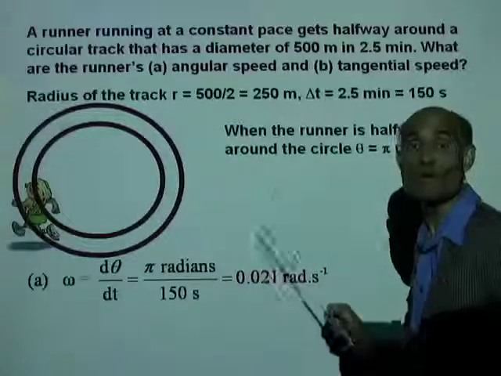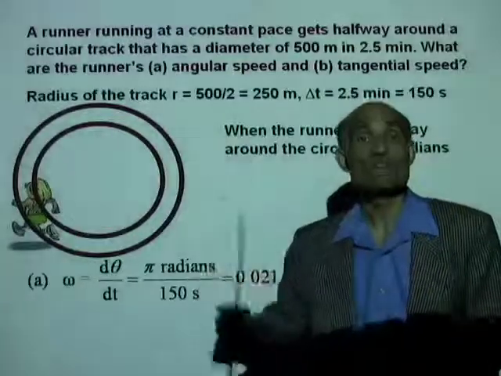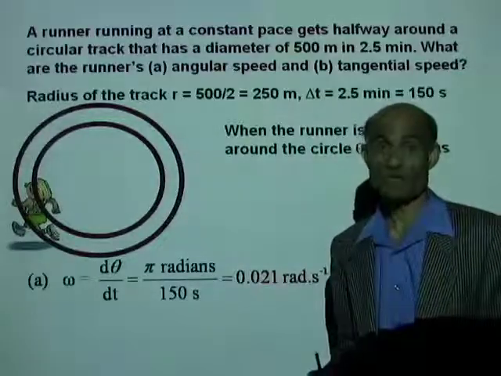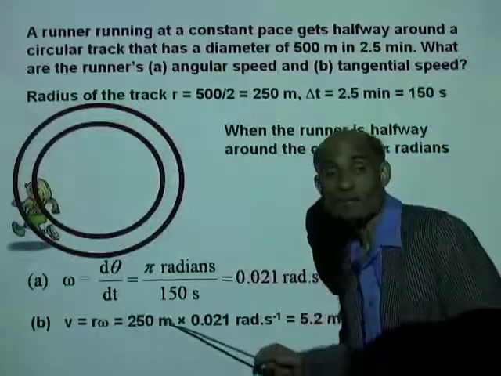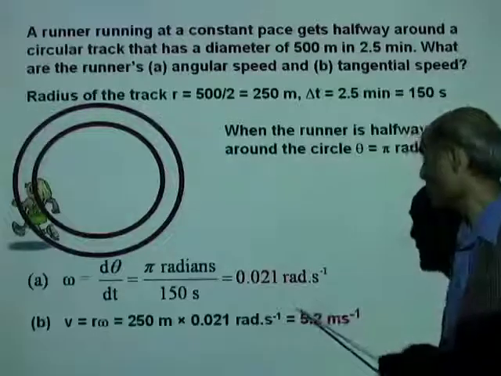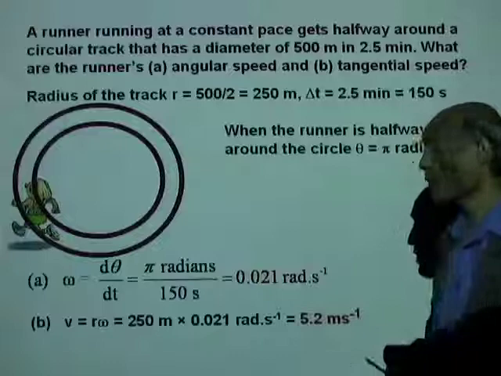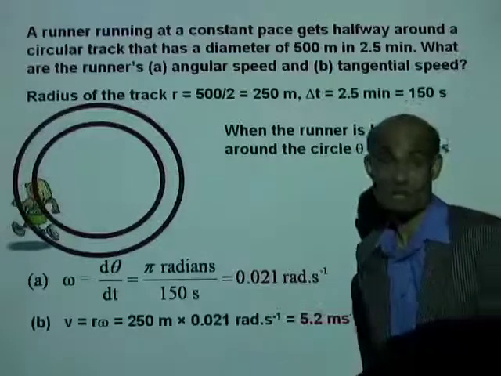If you know omega, can you now find the tangential speed, the linear speed? Well, v equals r omega, where r is the radius. We now know omega, therefore the linear speed is 5.2 meters per second. The runner is a very fast runner.